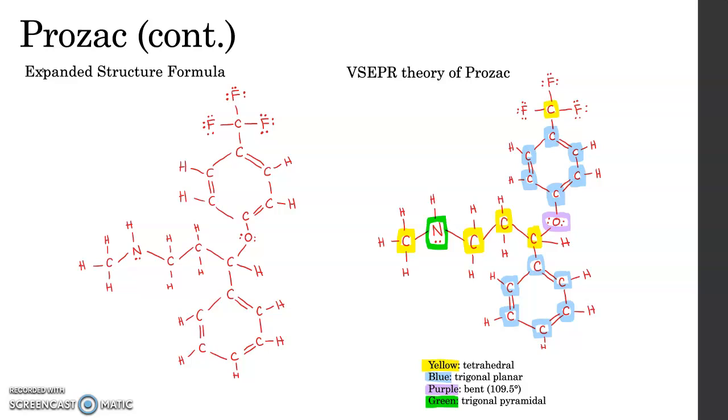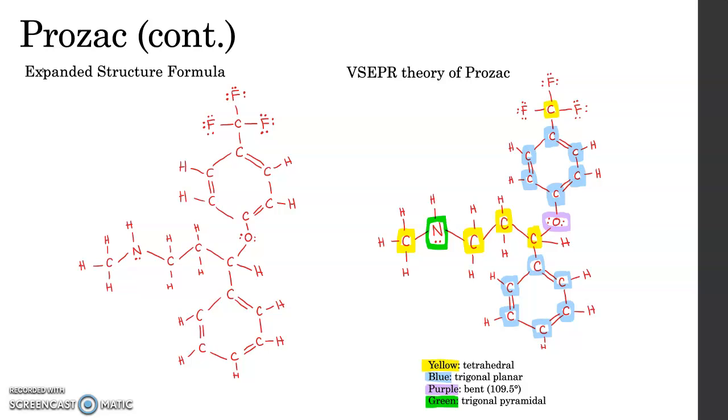And then we see in the blue that there is trigonal planar molecular geometry, since they only have 3 electron regions and have an atom attaching in each region. And then we see one bent, which is in the oxygen, highlighted in purple, and more specifically it is a 109.5 bent, since it has 4 electron regions but only has 2 atoms attaching.